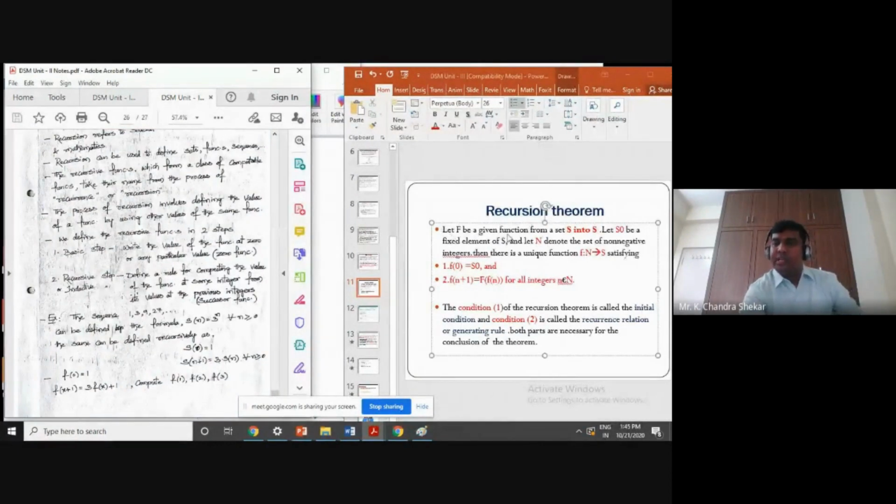Now let f be a given function from a set S into S. Let S naught be a fixed element of S. Now what is that S naught? S naught I call the initial value of a 0 function. So that you call it the basic step.